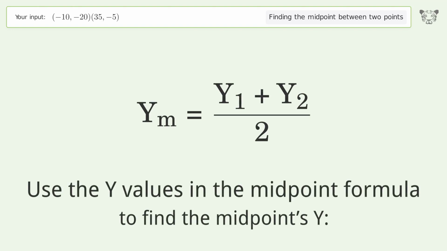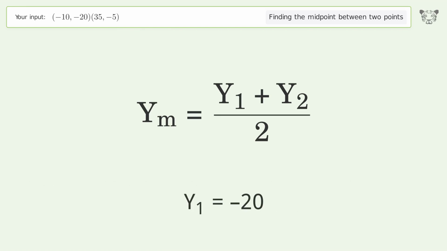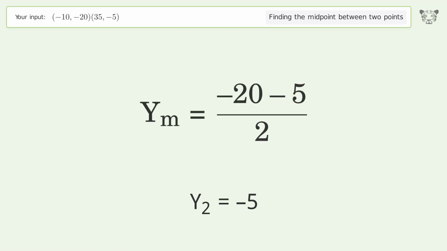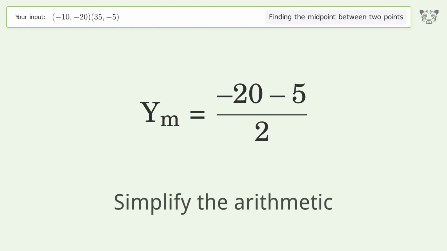Use the y values in the midpoint formula to find the midpoint's y. y1 equals negative 20. y2 equals negative 5. Simplify the arithmetic.